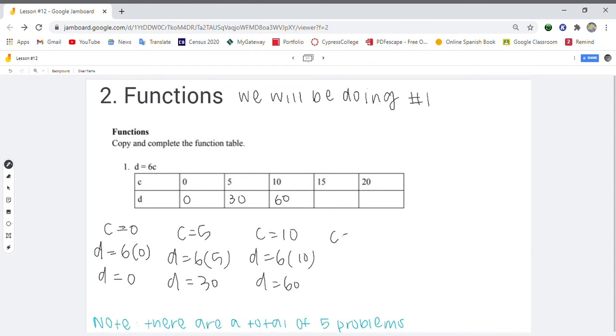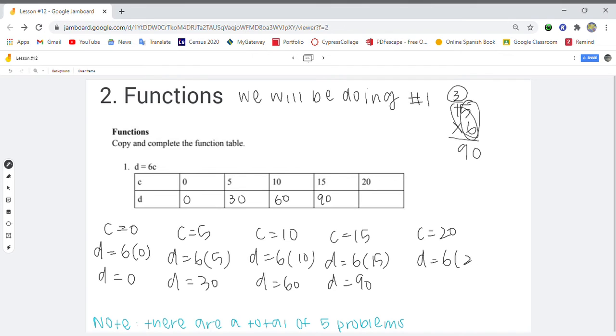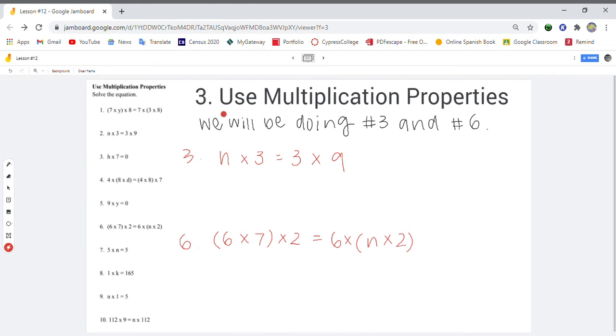Next, we have c equals 15, and then we'll do d equals 6 times 15. And I'm going to multiply it on top of here. 15 times 6. So 6 times 5 is 30, and 6 times 1 is 6, plus 3 is 9. So 6 times 15 is 90. 90 goes over here. And then c equals 20, and then d equals 6 times 20, which is 120. So 120 goes over here. And that's just basically it. Make sure to substitute each value. You should get different ones.